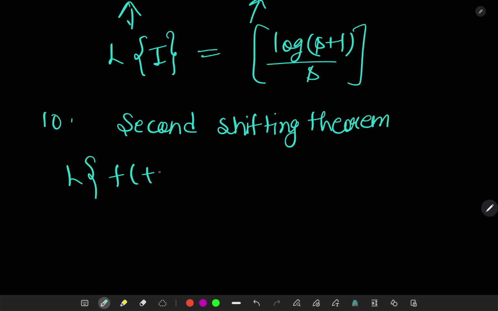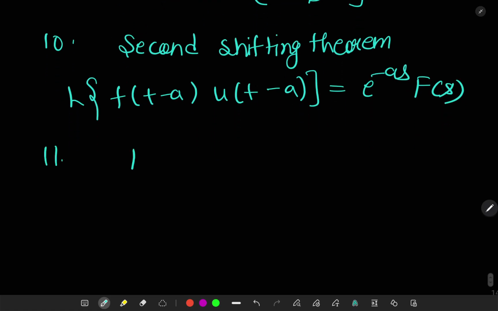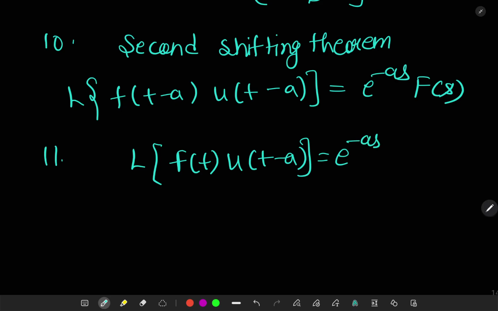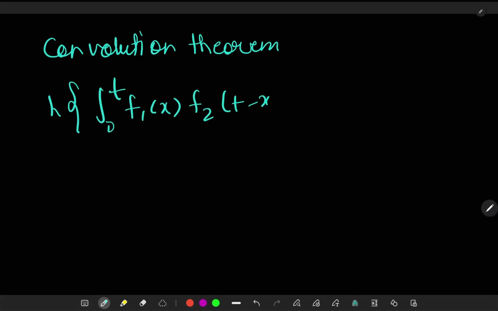Laplace transform of f(t-a) u(t-a) equals e raised to power minus as F(s). 11th property: Laplace transform of f(t) u(t-a) equals e raised to power minus as times the Laplace transform of f(t+a). Now the convolution theorem: Laplace transform of integral 0 to t f1(x) f2(t-x) dx is equal to F1(s) F2(s).